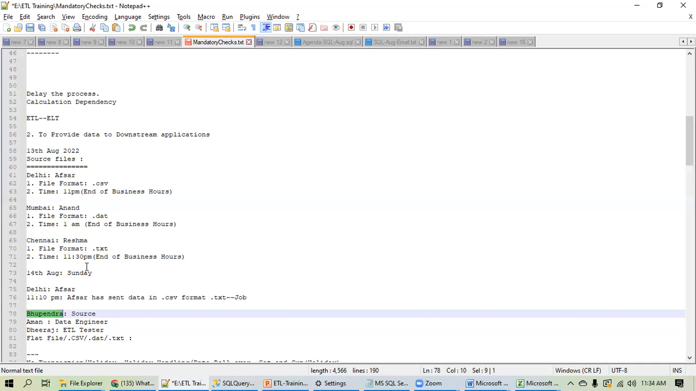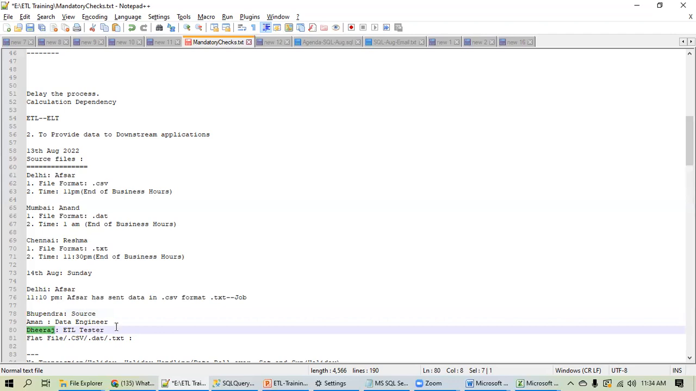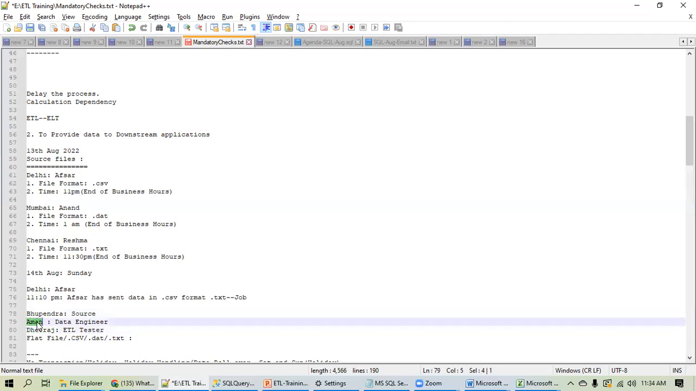One question here. Yeah, Jatin. So when you told that the file format is not correct and Dheeraj is saying that he won't accept, isn't the role of Aman, the data engineer, to reject the file? No, that is not the responsibility of Aman.